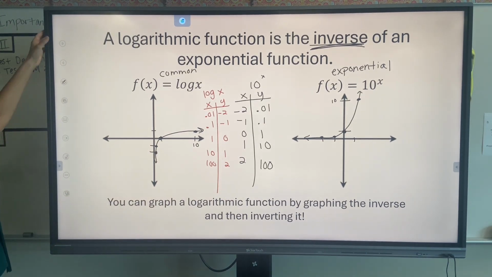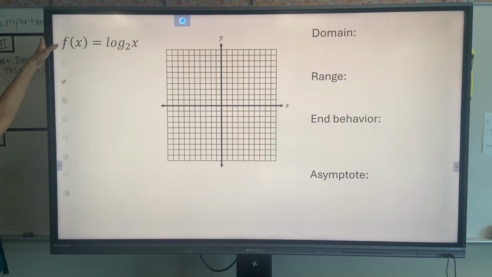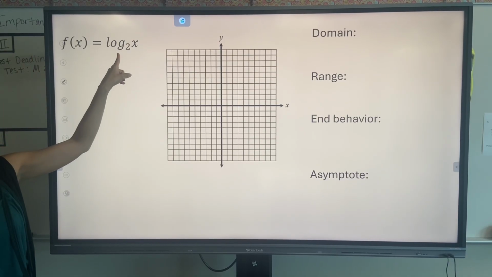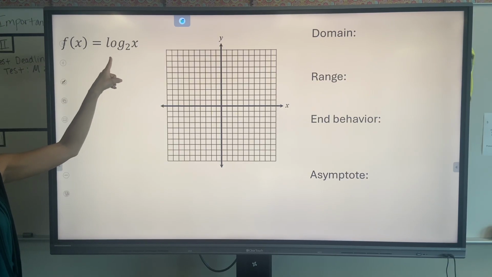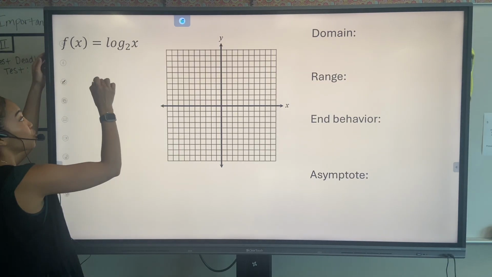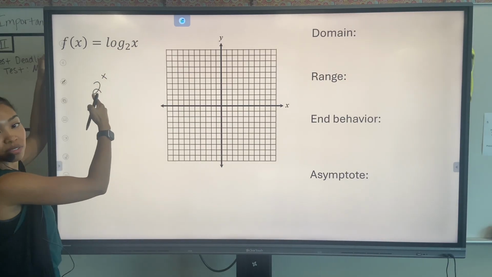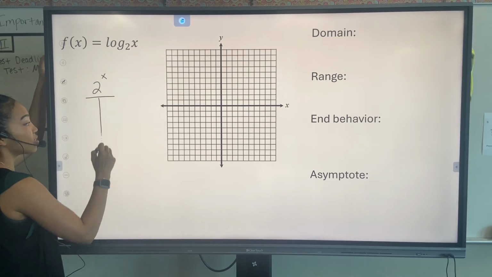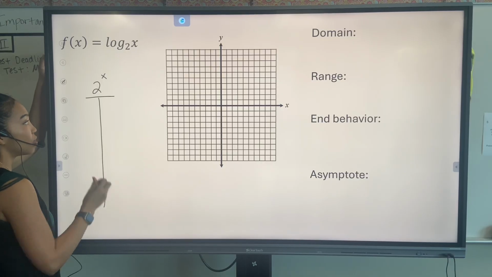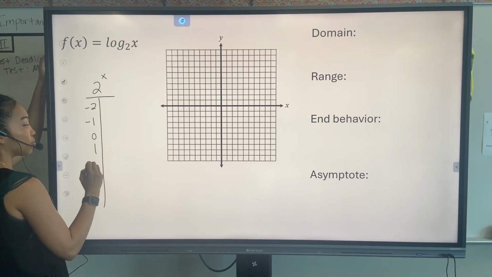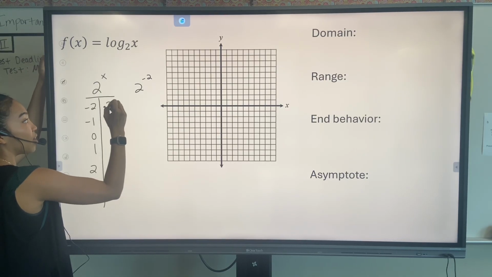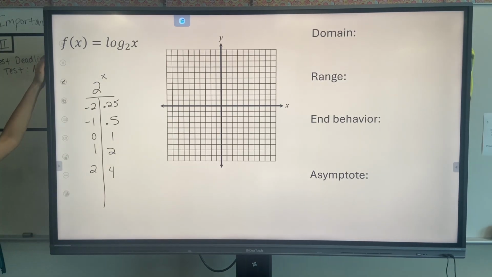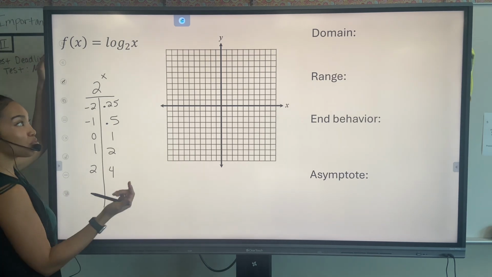Okay, so let's try another example. We have log base 2. What is the exponential function that's the inverse of this? 2 to the power of x. Yep, 2 to the power of x is the inverse, okay? We know how to graph this table, or we know how to find this table. We plug in those values. 2 to the -2 is 1/4 or 0.25. This is the table for 2 to the power of x. Now we're going to do the inverse.